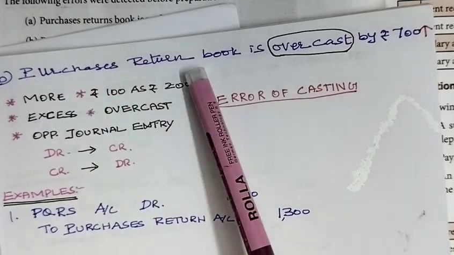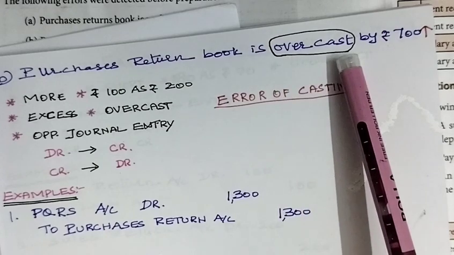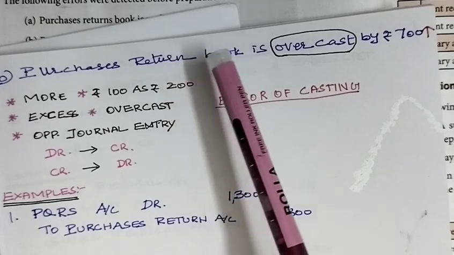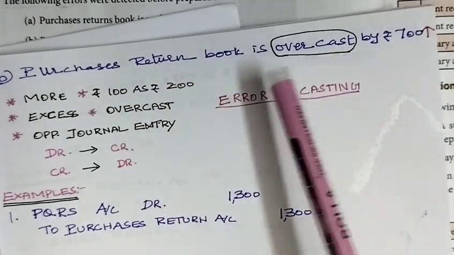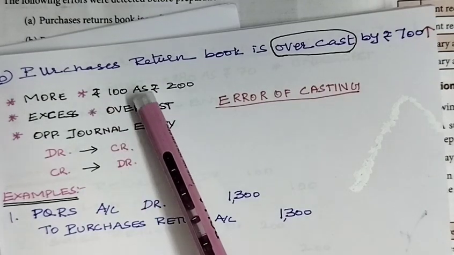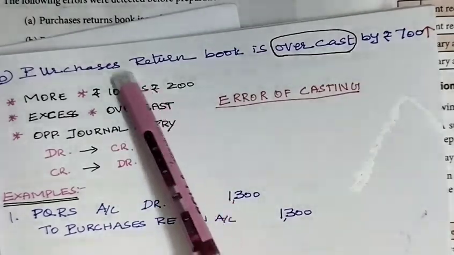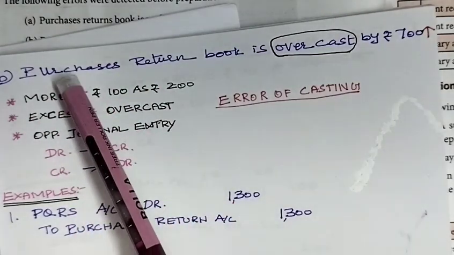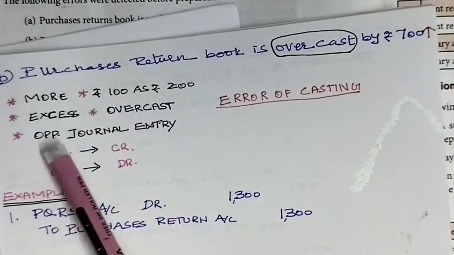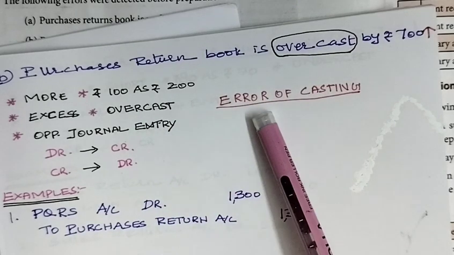Listen, purchases written book is overcast by rupees 700. So overcast means what? Increased, 700 rupees increased in the purchases written book. This is the error. Whenever you see words like excess or overcast in the rectification of error, you have to follow the opposite journal entry. Okay, what kind of error is this? This is the error of casting.